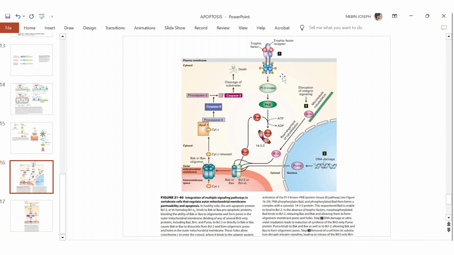So this is the first case. Here, what was the death stimuli? The death stimuli was absence of growth factor. So when a growth factor is absent, that is actually a sign or a signal to kill that cell.